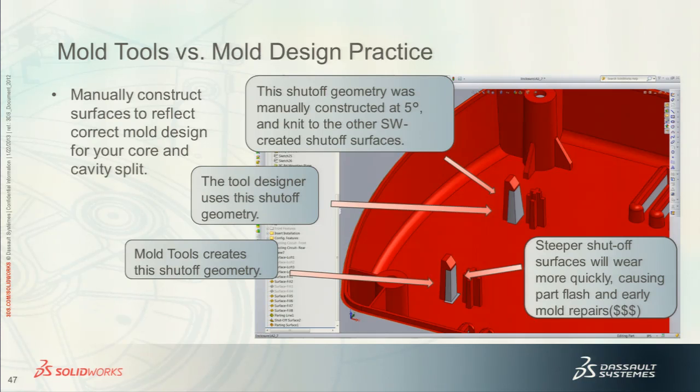What I ended up doing was I modeled in my own shutoff surfaces. I did surface lofts to create the 5-degree geometry that I have here versus the 3-degree geometry that's over here. And then I ended up knitting these surfaces that I had created with the rest of the core cavity split. Any questions on that?